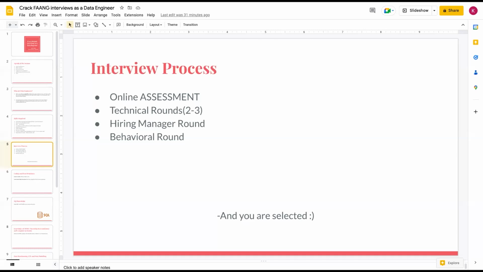The next rounds will be technical rounds. There will be either two, three, or four, depending on the organization or the company that you're applying for, but generally I have seen two or three technical rounds so far. In this, you will mainly be judged on Python programming and your SQL. That's where the scripting knowledge comes into the picture. Then your DBMS knowledge, then your data structures knowledge, basically the coding stuff. Next thing is your big data.